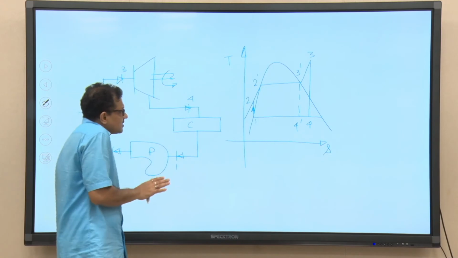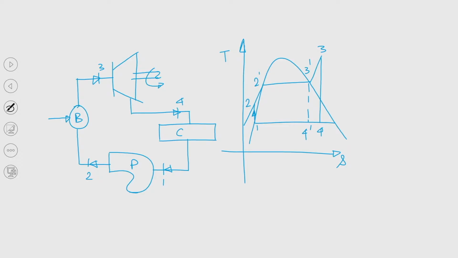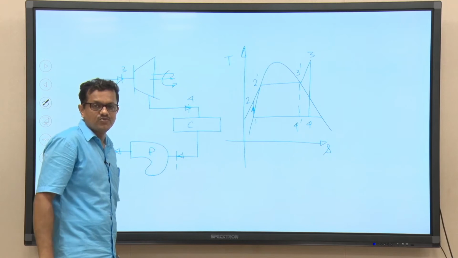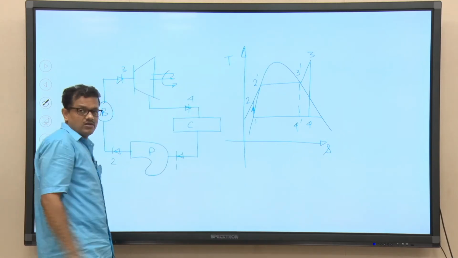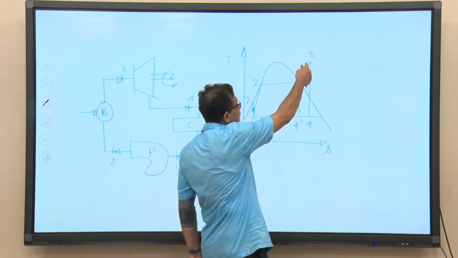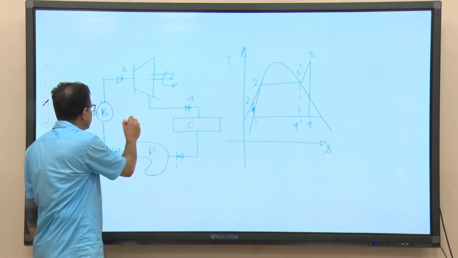Now, in both the cases you can see, steam will start expanding in the turbine from 3 prime to 4 prime if we do not go for superheating the steam, but if we go for superheating the steam beyond 3 prime, then steam will expand from 3 to 4 in the turbine, and that is what I have shown in the schematic depiction here.